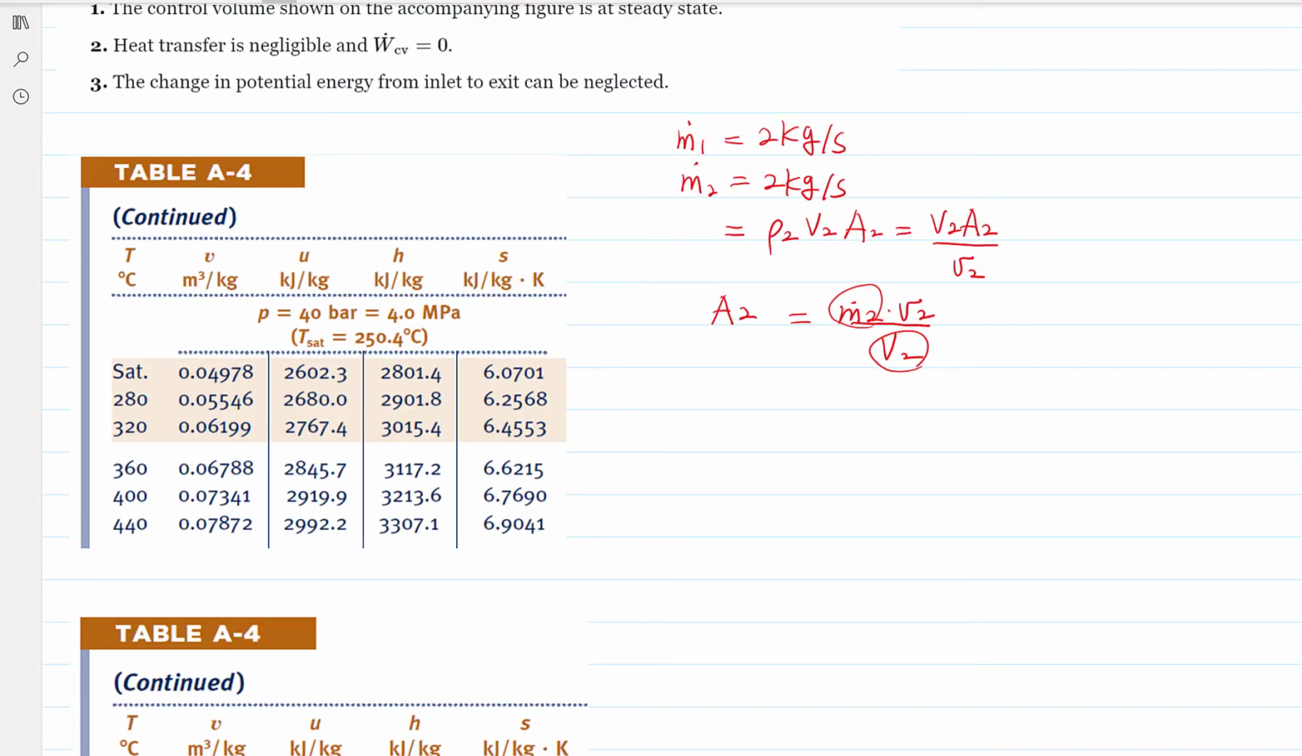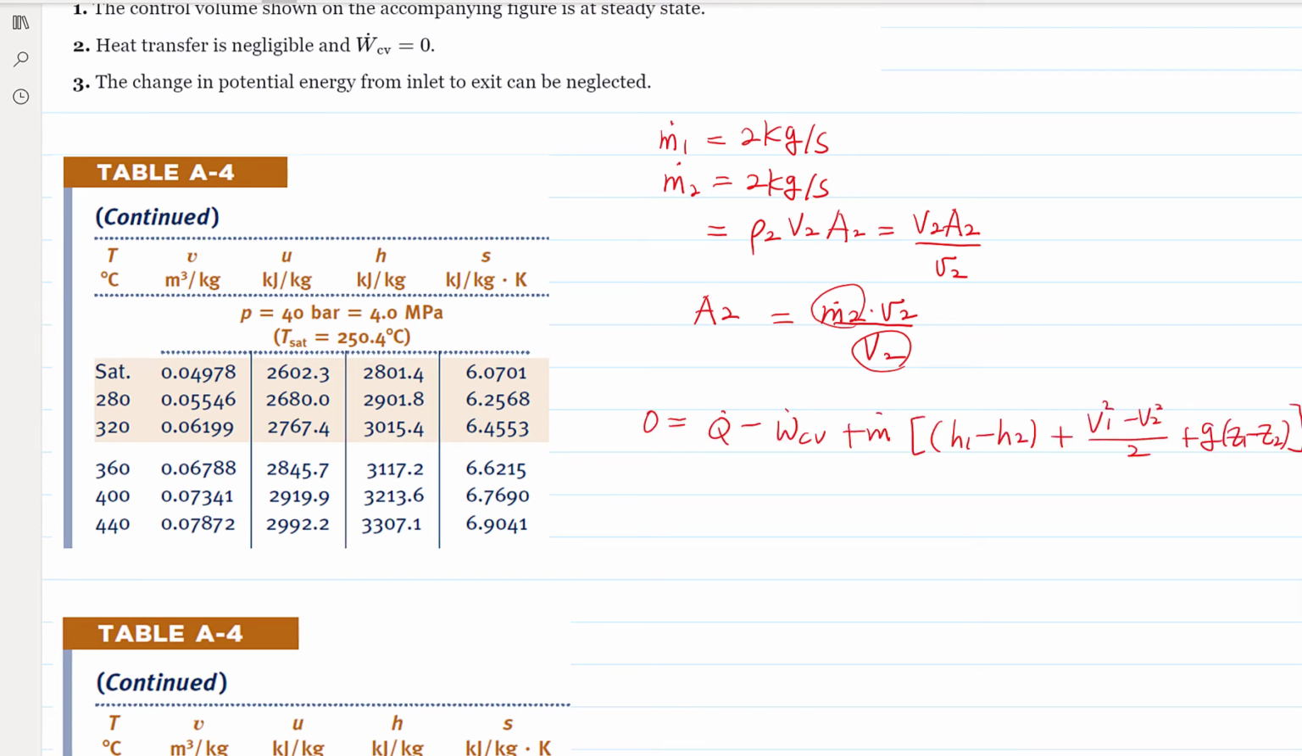And we are going to apply the energy balance on the nozzle. Since the nozzle is well insulated, Q dot drops out. And there is no work associated with the nozzle, so W dot drops out. And assuming the elevation of the inlet and outlet is negligibly small, the potential energy change between the inlet and outlet drops out. So we can simplify the energy balance equation. From this energy balance equation, we can solve for h2.